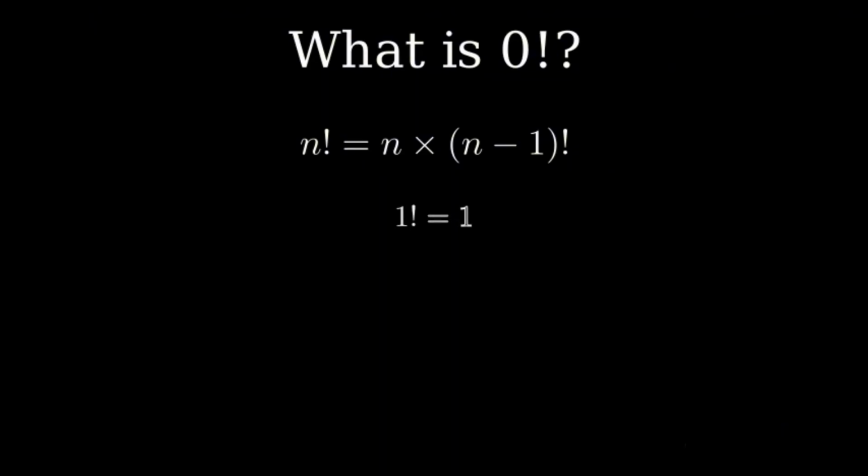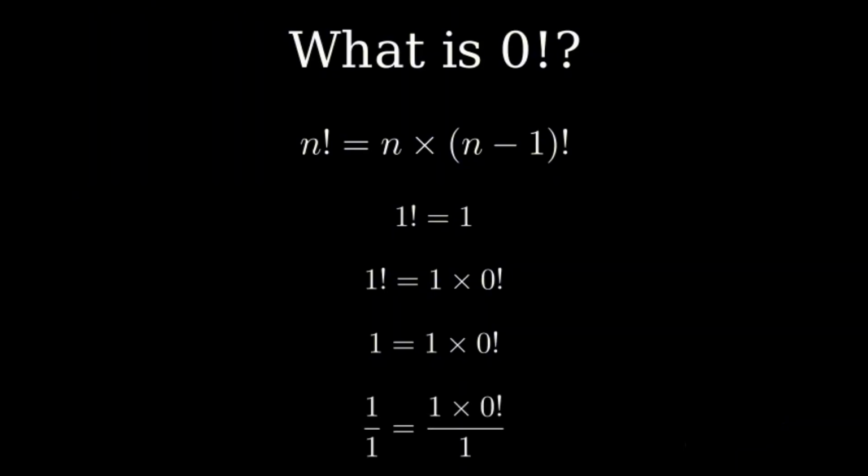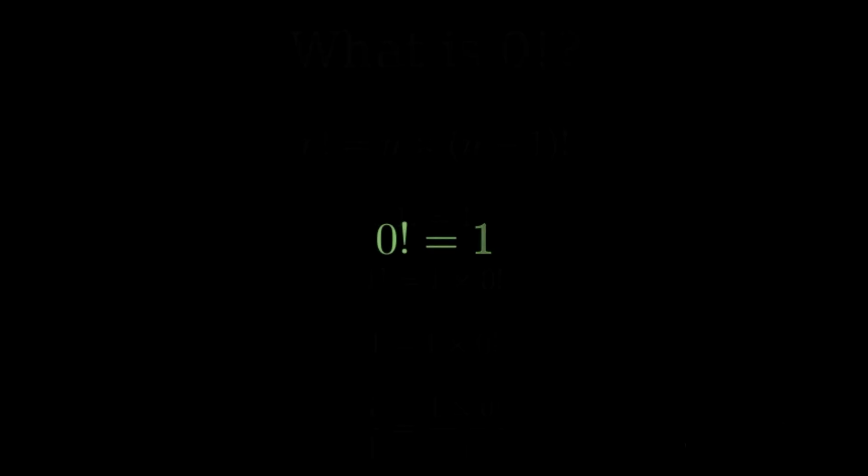We know with certainty that 1 factorial equals 1. Using our recursive formula with n equals 1, we can write 1 factorial as 1 times 0 factorial. Since we already know that 1 factorial equals 1 from our definition, we can substitute this value into our equation. Now we can solve for 0 factorial. Dividing both sides of the equation by 1, we see that 0 factorial must equal 1. Therefore, we've mathematically proven that 0 factorial equals 1. This isn't arbitrary. It follows directly from the recursive definition of factorials.